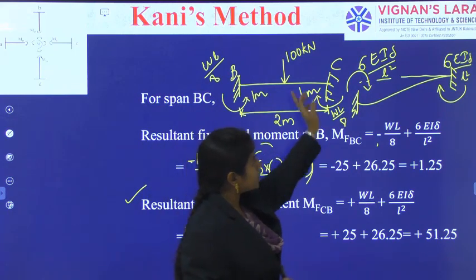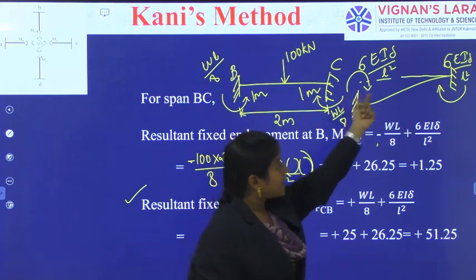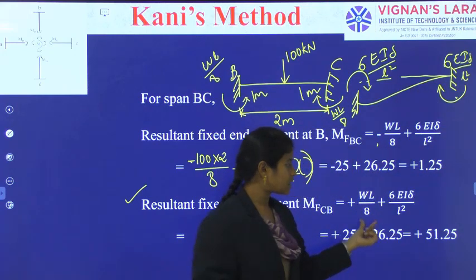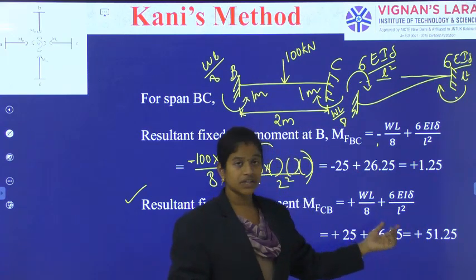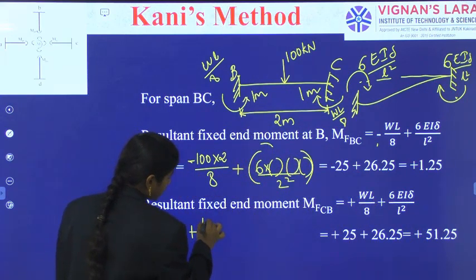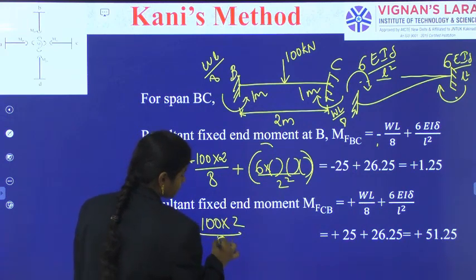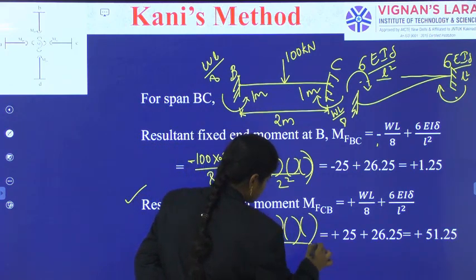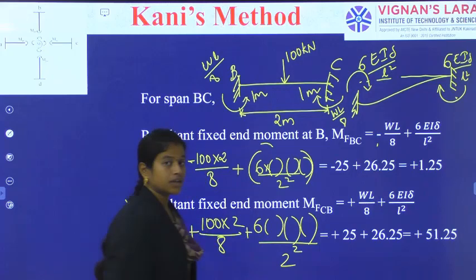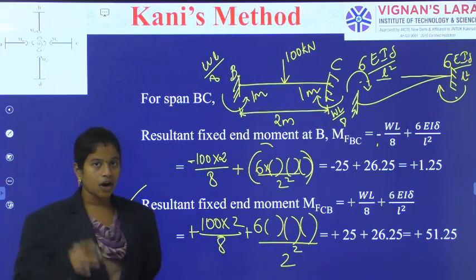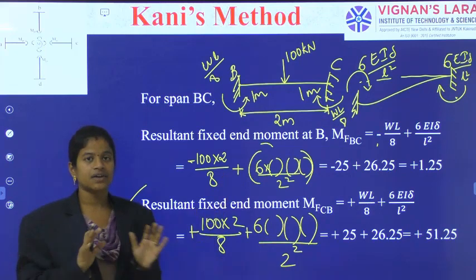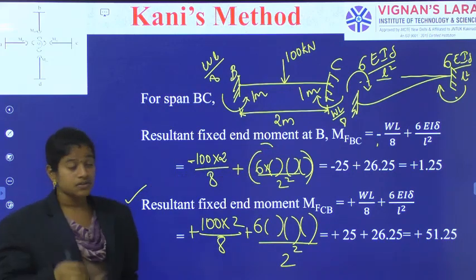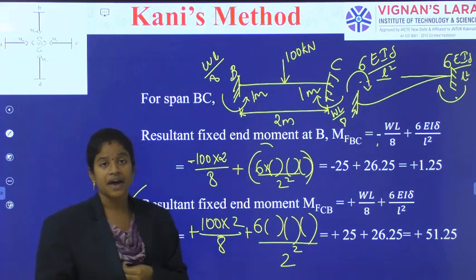See here, at C towards B, it is a clockwise, that's why WL by 8. And then at C towards B, this is also a clockwise, that's why plus 6EI delta by L square. So, the plus WL by 8 plus 6EI delta by L square. Summation of these two plus WL by 8, just now only we have got 100 into 2 divided by 8, which is a 25, and plus 6EI delta divided by L square. So, the final output is same like the top. In the particular span, 6EI delta by L square, answer will be same. The corresponding sign conventions you should have to follow based on the cycle. Okay. So, in this way, we have got the fixed moment for the span BC.